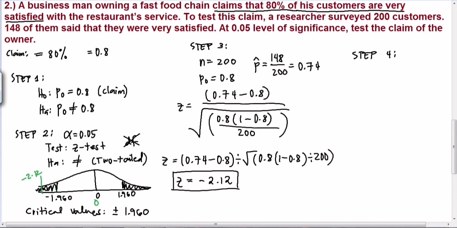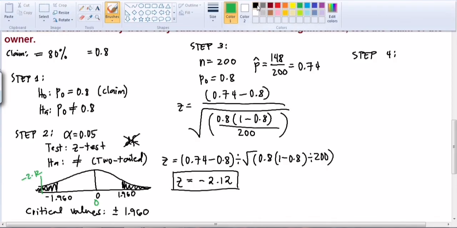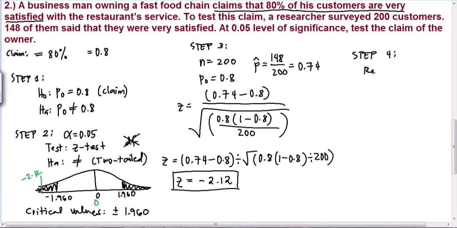Okay? Negative 1.960. Okay? So, kung pumasok siya doon, therefore, we will reject the null. Ayan. And then, syempre, accept the alternative. Okay? So, reject daw to, and then accept to. Okay? So, tama ba yung claim? Mali.